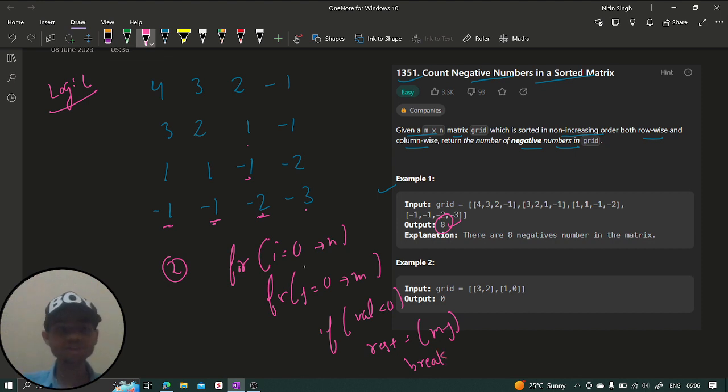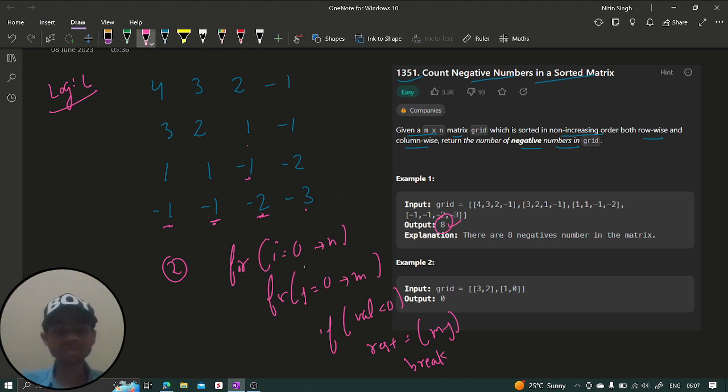So what we are actually doing is, on every row we find the first negative number, and we add all the negative numbers present next to it, and we move to the next row ahead and ahead. This will also take a time complexity of n cross m in the worst case, because if all the numbers are positive, it is going to move through all the cells and return 0, so the time complexity will be n cross m.